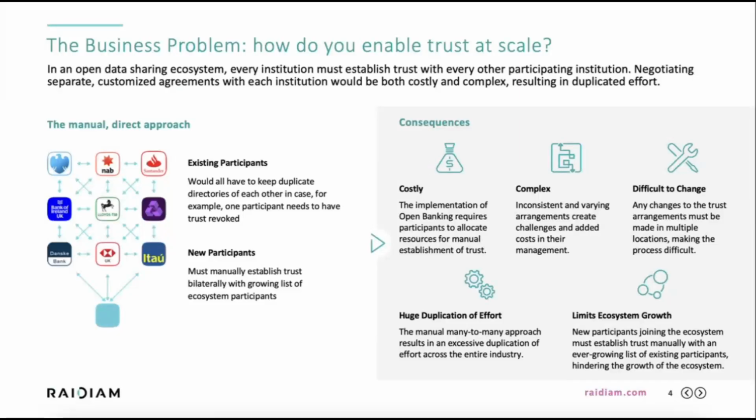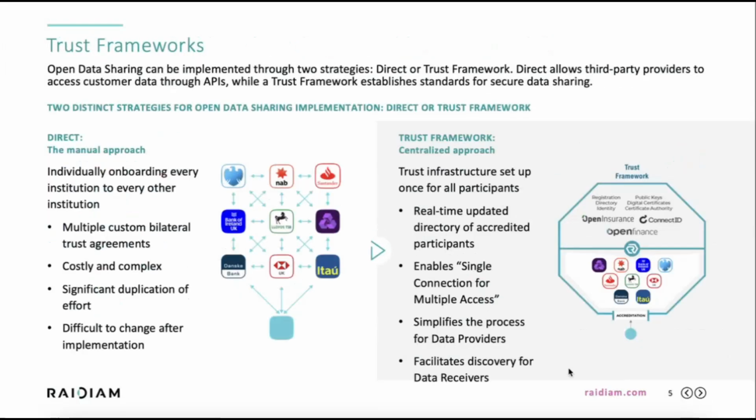If you have data that you want to get from the energy sector or the transport sector or insurance, etc. If you have this manual direct approach, it doesn't work. It limits ecosystem growth. So that's the sort of business problem.